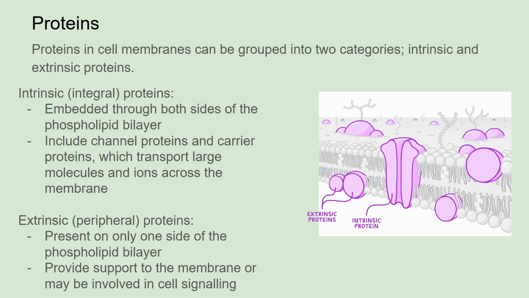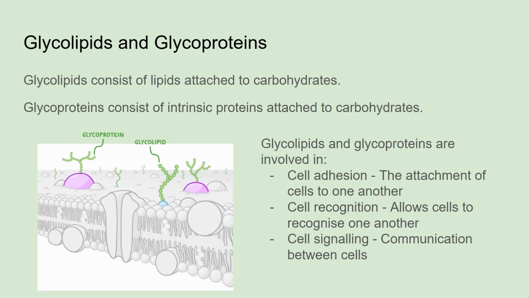Proteins in cell membranes can be grouped into two categories, intrinsic and extrinsic proteins. So intrinsic or integral proteins are embedded through both sides of the phospholipid bilayer, and these include channel proteins and carrier proteins, which transport large molecules and ions across the membrane. And we have extrinsic or peripheral proteins, which are present only on one side of the phospholipid bilayer and provide support to the membrane or may be involved in cell signaling.